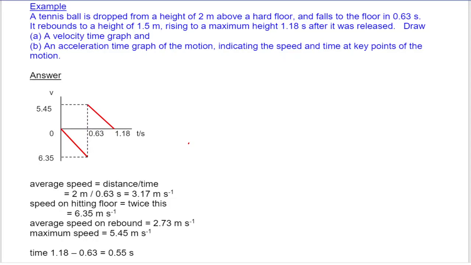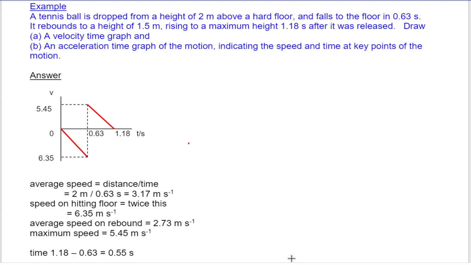Right, so I'm going to start off by looking at an example of a ball that is dropped from a height. So consider a ball that is dropped from a height of 2 meters above the ground and falls to the floor in 0.63 seconds. It rebounds to a height of 1.5 meters, rising to a maximum height 1.18 seconds after it was released. Draw a velocity time graph and an acceleration time graph of the motion, indicating the speed and time at key points of the motion.